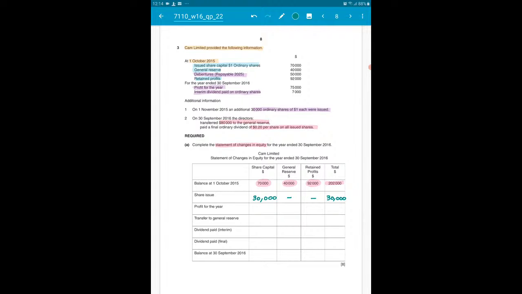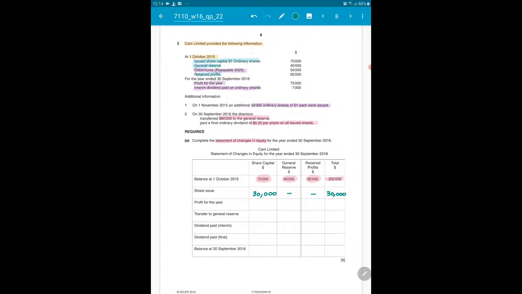If we move forward, we have to add the profit for the year. So 92,000 is the opening retained profit at 1st October 2015, and during the year the company had earned 75,000 profit for the year. So this will be written here, that is 75,000 retained profit that will be entered in the profit section, and general reserve and share capital will be left blank.